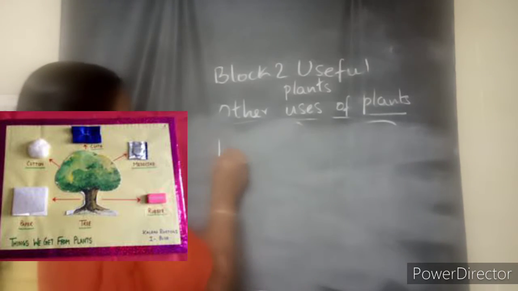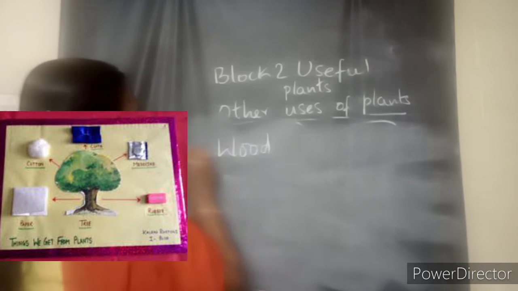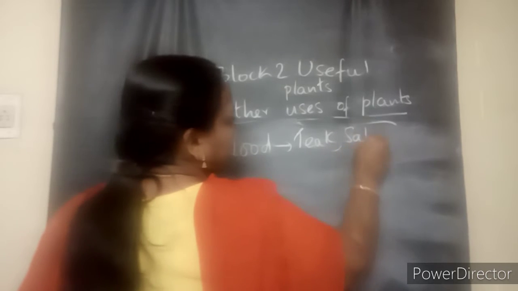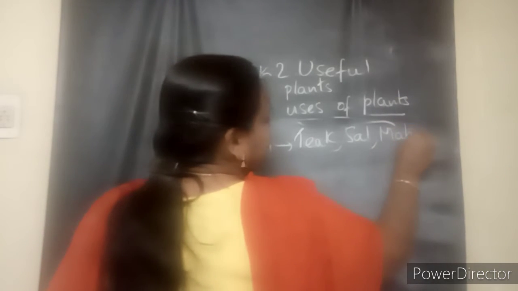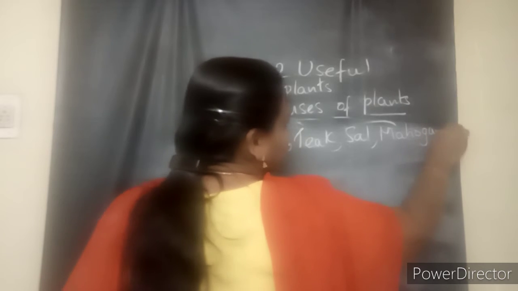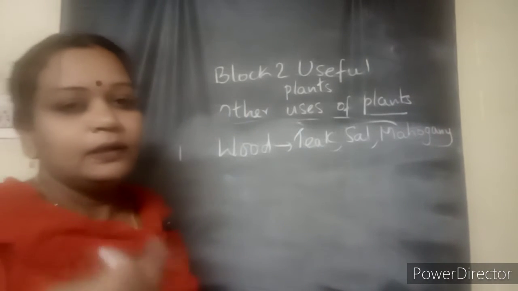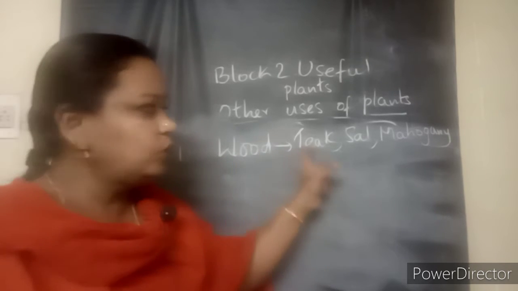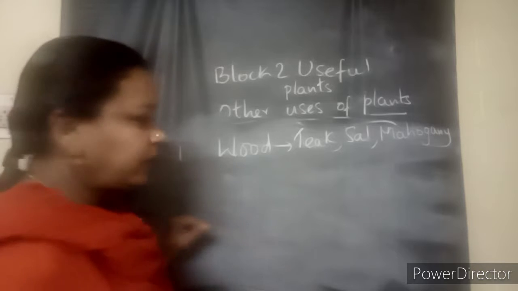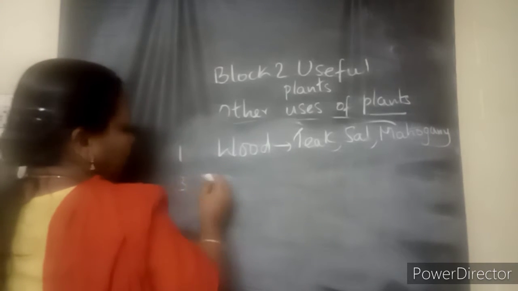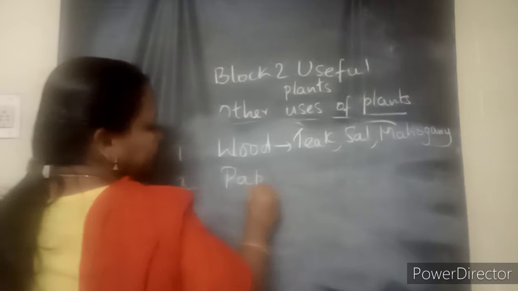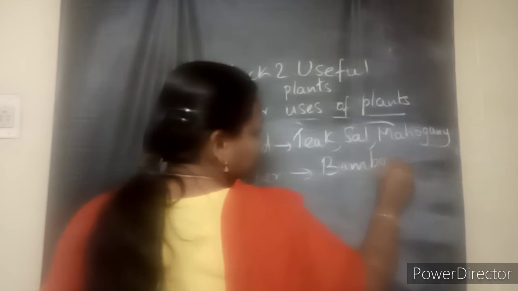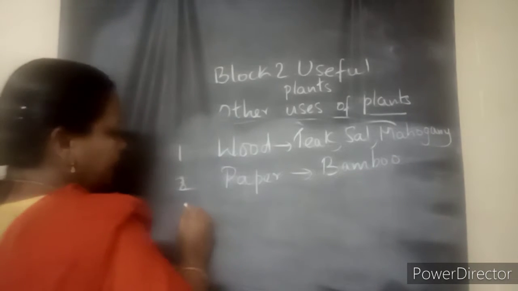Yes, for example, plants give us wood. So which plants will give us wood? Teak plant. Sal is one of the plants. Mahogany is one of the plants, which are trees. When these trees become old, they cut them, and furniture, doors and other things are made from the wood of these three trees. Now, paper. Generally, paper is made from the plants called bamboo trees. Many other trees are also used, but mainly bamboo.